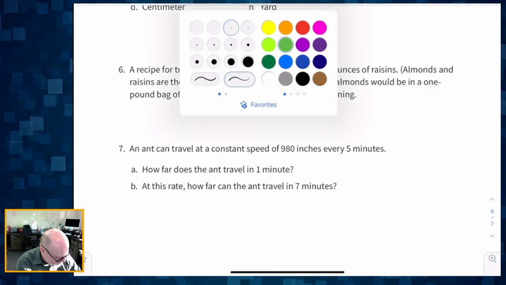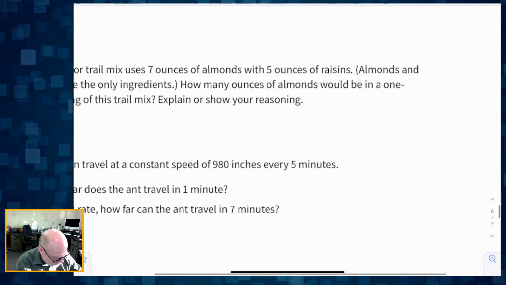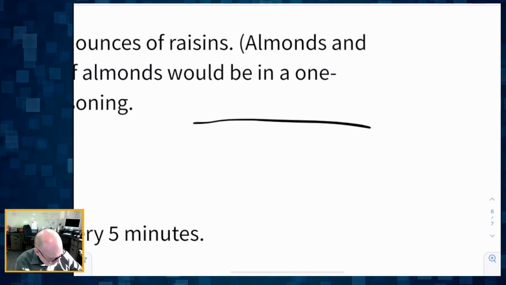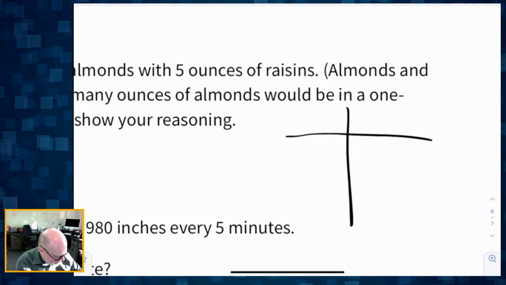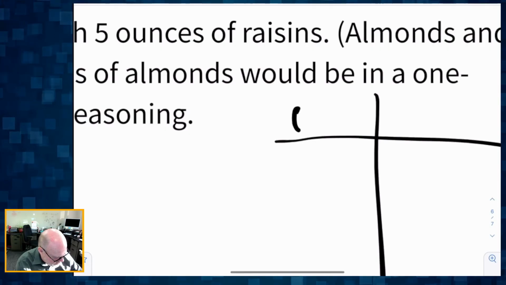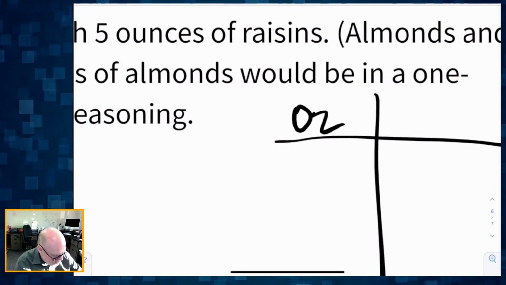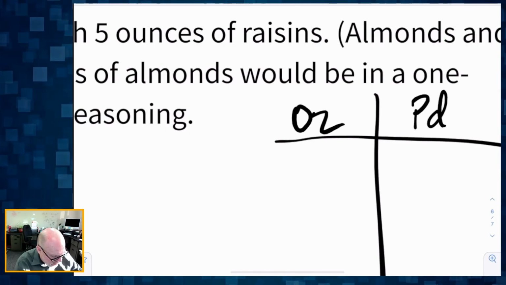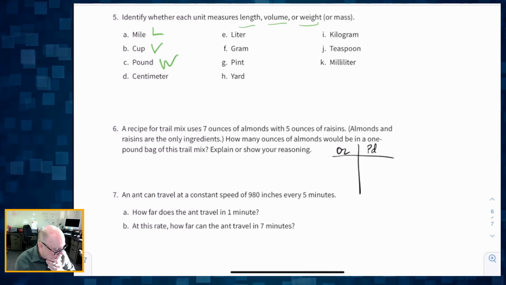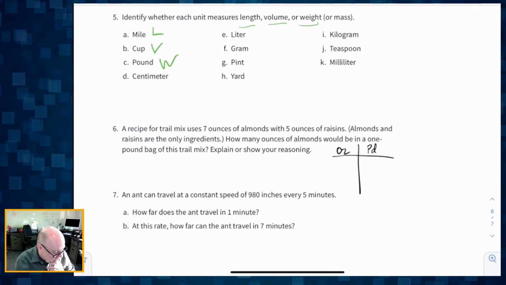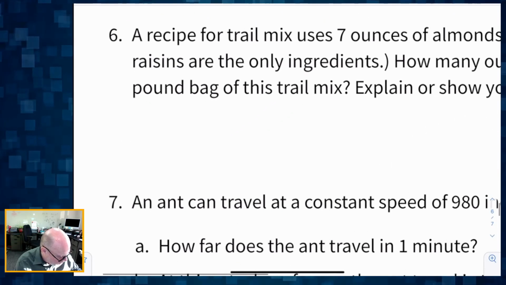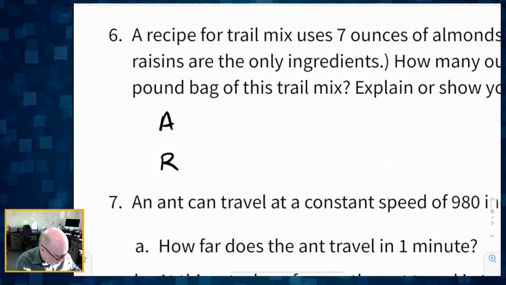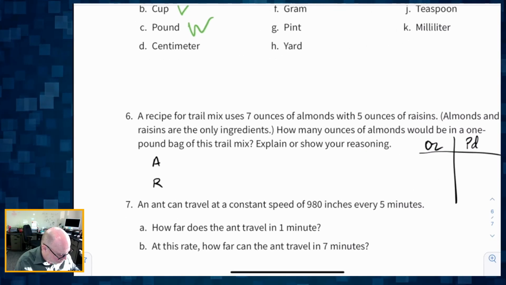So we're going to make our handy dandy table. Let's zoom in here. We want ounces and pounds. Actually, on this one, I probably won't make a table. I think I'm going to use almonds and raisins and do a tape diagram.